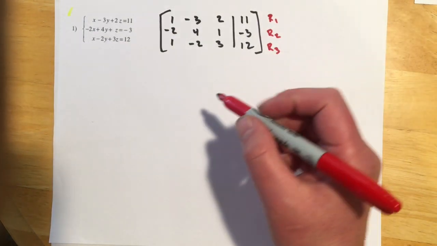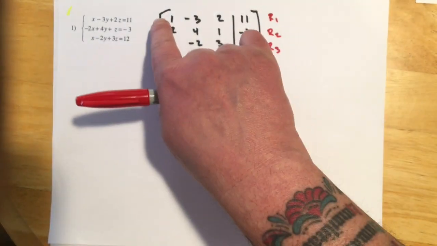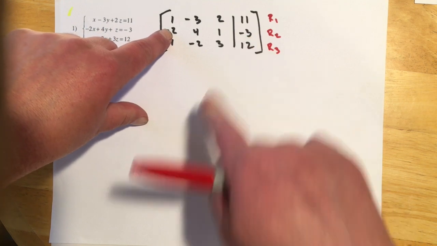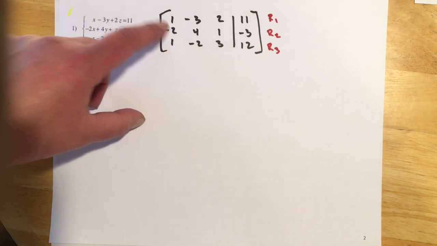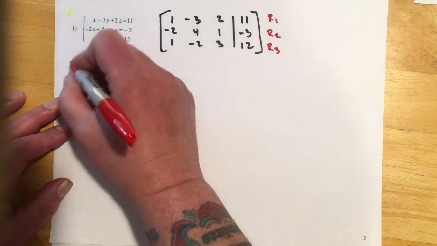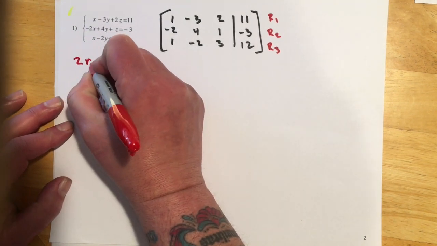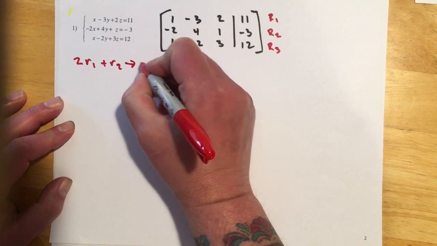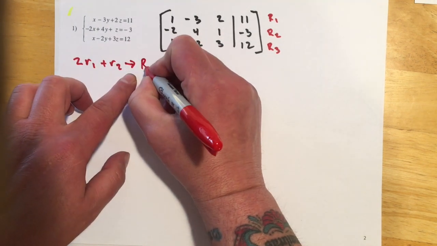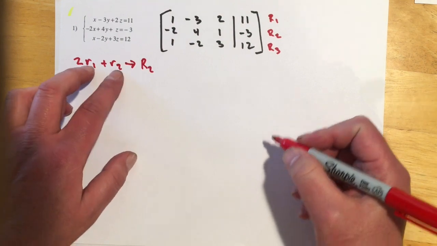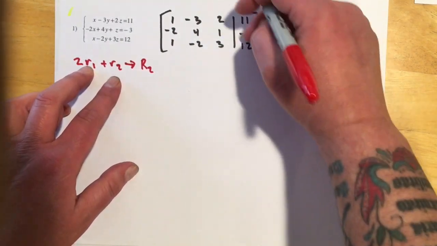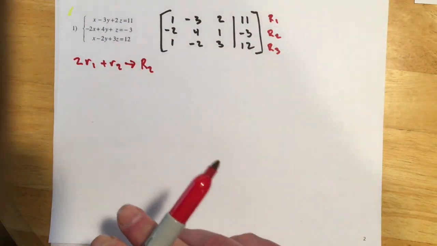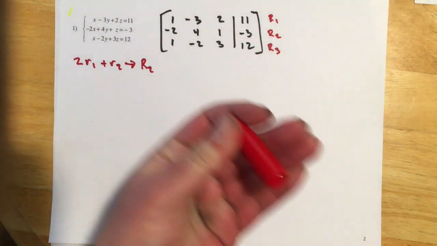So what we're going to do is go 2 times row 1 and add that to row 2, which is going to knock out that negative 2, and that's going to make the new row 2. So the way that we say that is 2 times row 1 plus row 2 makes the new row 2. So when we're using lowercase, we're talking about what operations we're going to do on this matrix. Uppercase means what it's going to replace in the equation when we plug it back in.